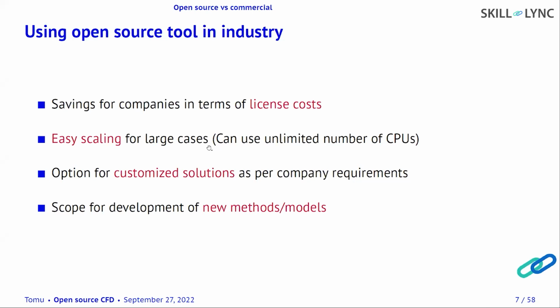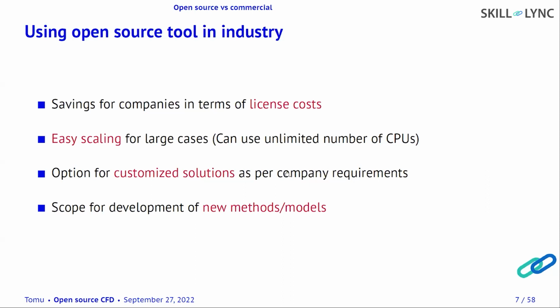So they will give you some limits on how many processors you can run, or on how many PCs you can use the software. There will always be limits, and if you want to increase the limit, you will have to pay more. But in the case of open source tools, there is no limit. So you can run the case on any number of CPUs you want, and use this software on any number of systems.